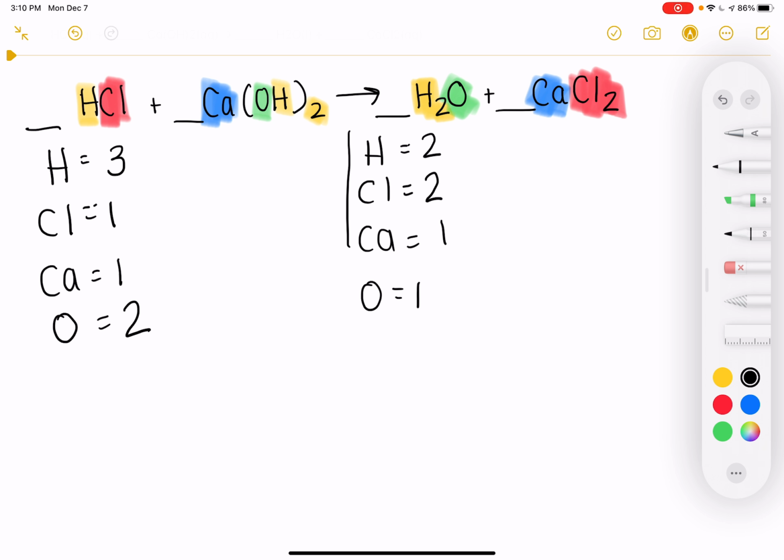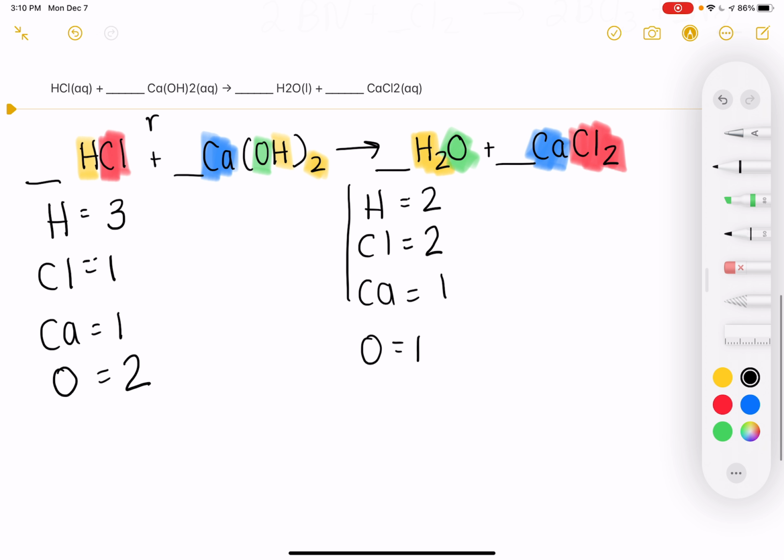So now we've got to balance it. A rule of thumb I'm going to tell you, I'll just write that maybe right here. A rule to follow is balance H's and O's at the end.